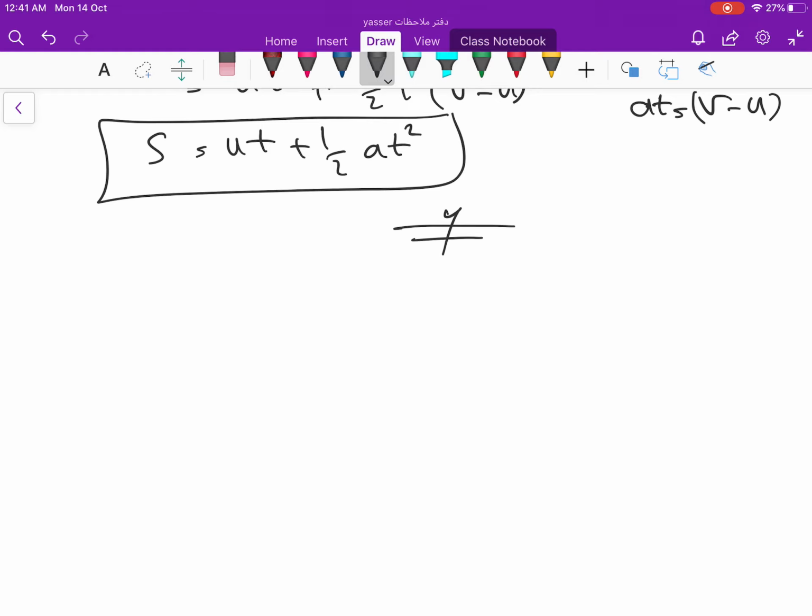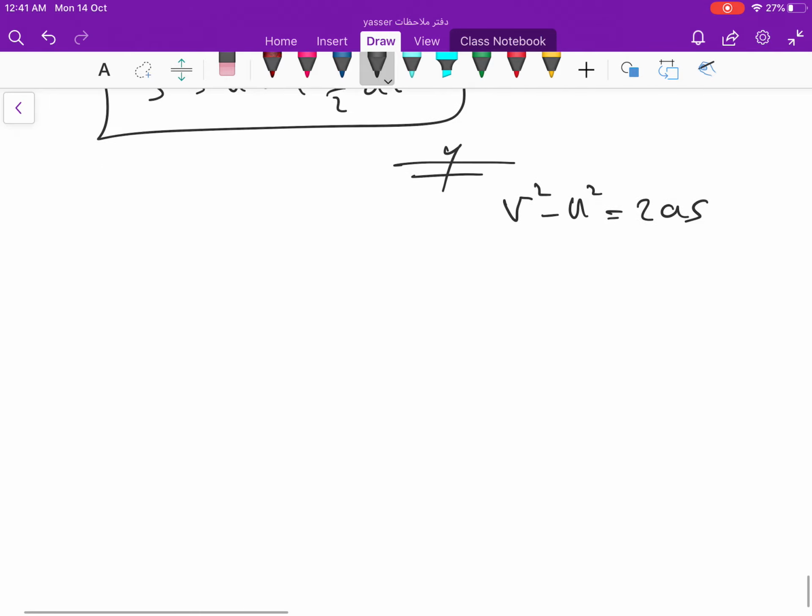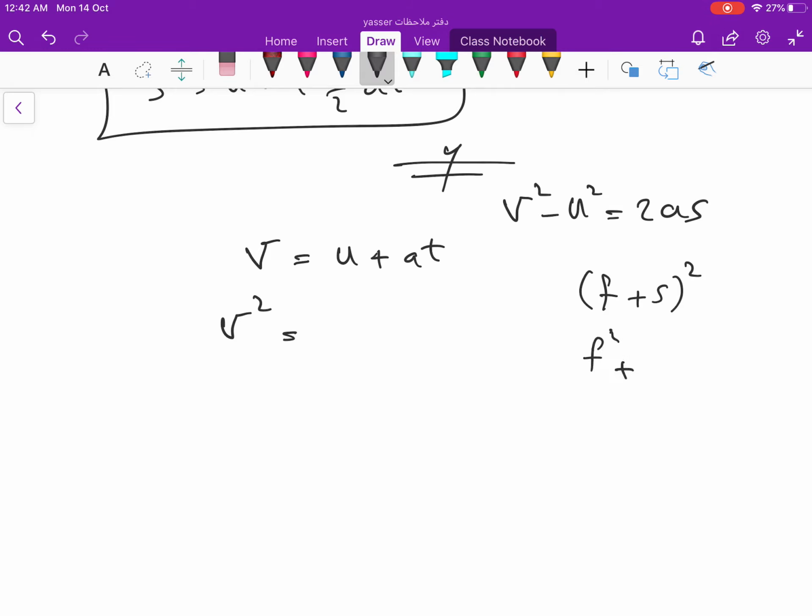We have met the first, second and third equations with their derivations. We need to prove that v squared minus u squared is equal to 2as. We know the first equation, v is equal to u plus at. I'm going to square both sides. The left hand side is easy, it will be v squared. The right hand side I'm going to square like a perfect square: if we have first plus second, squared, it is first squared plus 2 by first by second plus second squared.